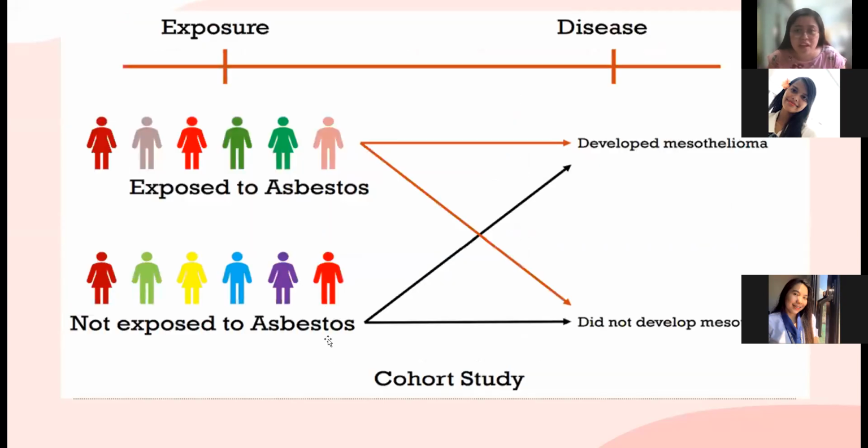So to be specific, aside from the lung cancer, we have here identification of the factor. The factor is asbestos. So I have one group here that is exposed to asbestos, and then another group na not exposed to asbestos, and then I will follow them over time kung sino-sino sa kanila ang nakadevelop ng disease called mesothelioma. Mesothelioma is a lung condition resembling tuberculosis, but syempre it's not caused by bacteria, but instead it's caused by asbestos. But the signs and symptoms resemble TB.